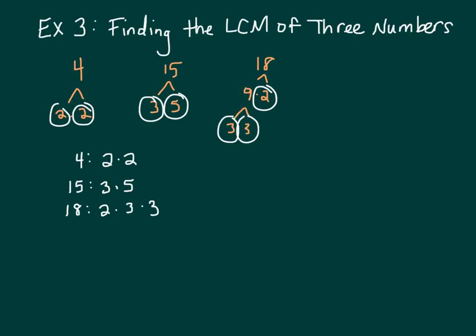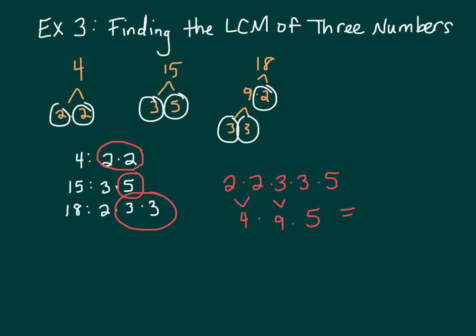Example 3 has us finding the least common multiple of 3 numbers, and the good news for this is it's no different other than you just add in an extra factor tree and you keep doing the same thing. So I did a factor tree for 4, for 15, for 18, and then I wrote out my prime factorization, and now I'm going to look for any new factors wherever they show up the most. So I have 2 2s on this list, and then I can see I've got a 3 here, but I also have 2 3s down here, so I'm going to circle where I have 2 3s, and then I have a 5 that's different, and then I'm going to go ahead and write those out.